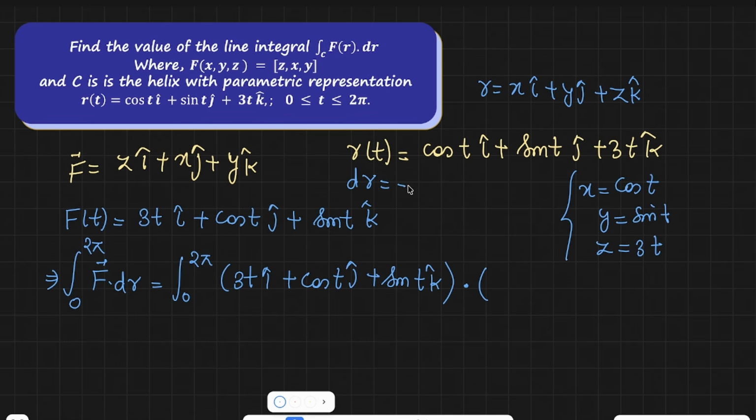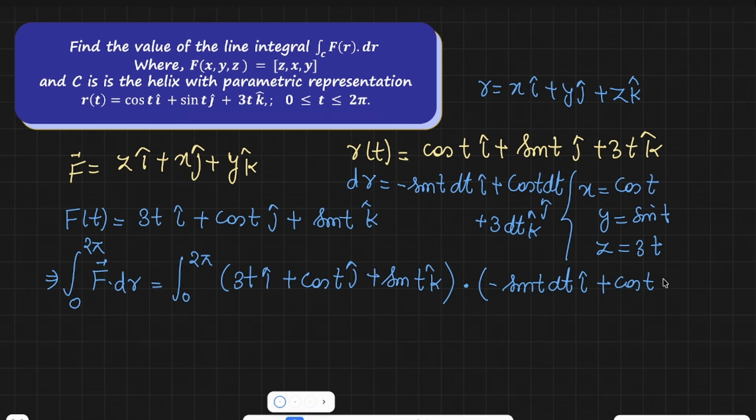Derivative of cos t will be minus sin t dt i cap, plus derivative of sin t is cos t dt j cap. Derivative of 3t is 3 dt k cap. You write down here minus sin t dt i cap plus cos t dt j cap plus 3 dt k cap. Okay, this is the dr. You have to find out these values.